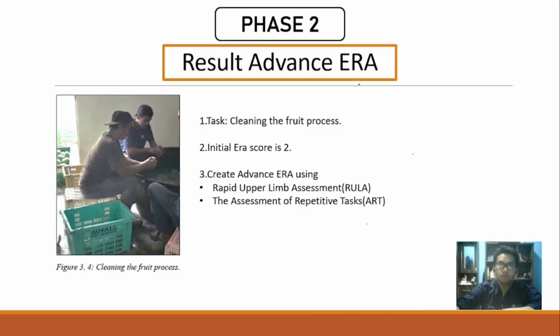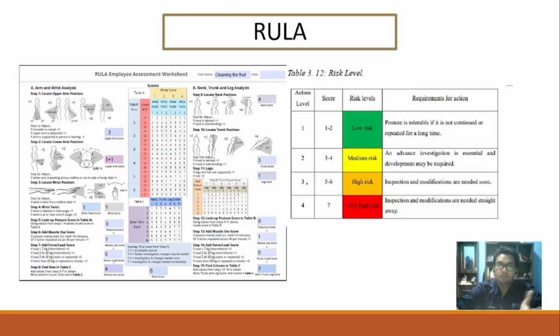Present the phase 2 result, advanced ergonomic risk assessment. Task: cleaning the fruit process. The initial score is 2, which means hard. We did the advanced assessment using first the Rapid Upper Limb Assessment, RULA, and second the Assessment of Repetitive Tasks, ART. Based on the assessment, we evaluate the condition and get a RULA score of 6. 6 means the risk level is high risk.